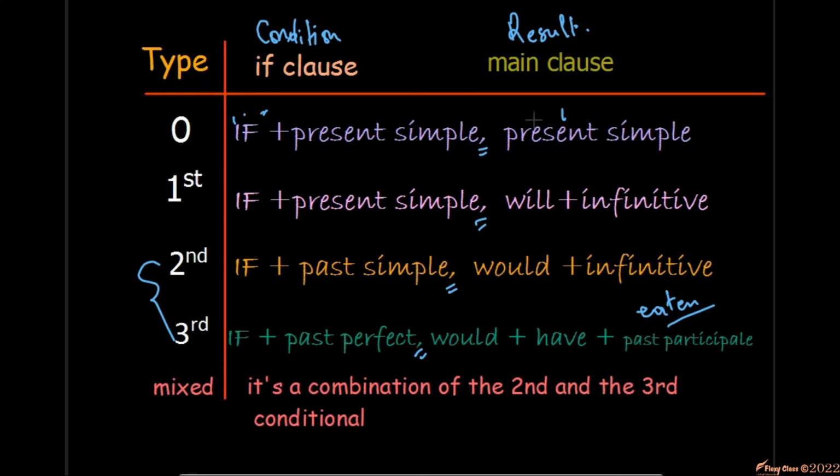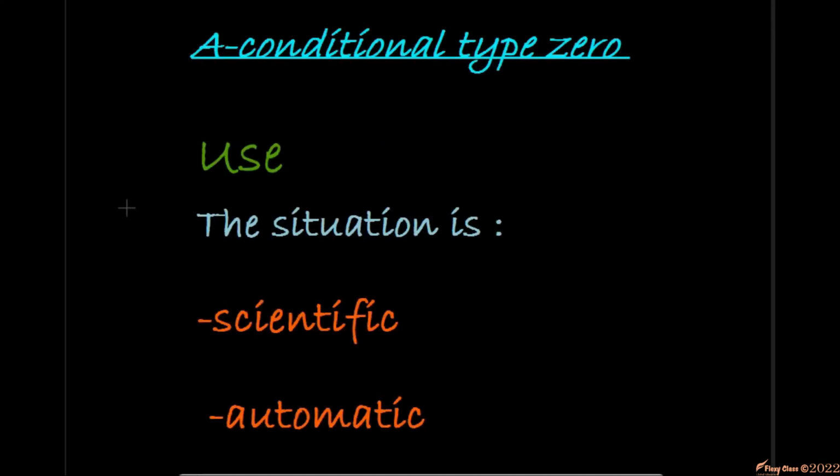Okay. Let's begin with the type 0 conditional. Here we have the conditional type 0. The use of this conditional: the situation is scientific and automatic. The situation in type 0 is a scientific fact, or something that happens automatically. Let's have some examples.